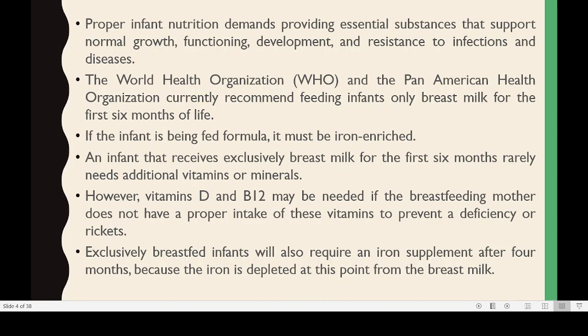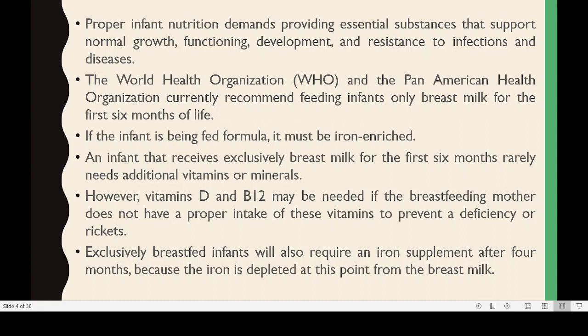Now, proper infant nutrition demands providing essential substances that support normal growth, functioning, development, and resistance to infection. Here also, WHO has given recommendations. WHO and the Pan American Health Organization recommend feeding infants only breast milk for the first 6 months.